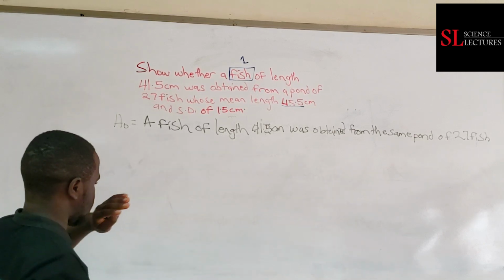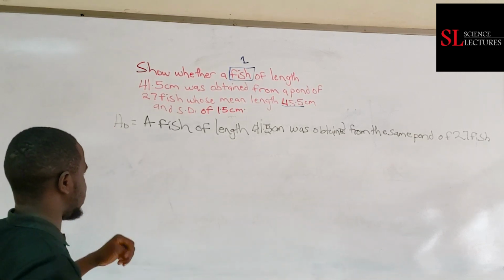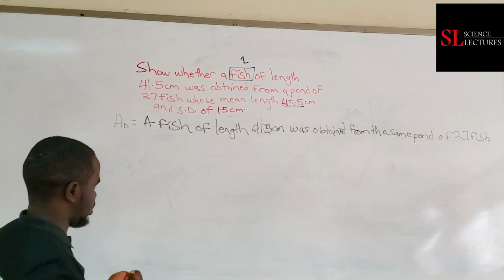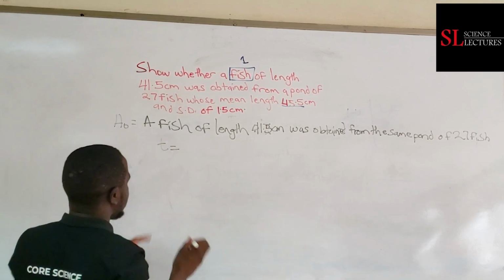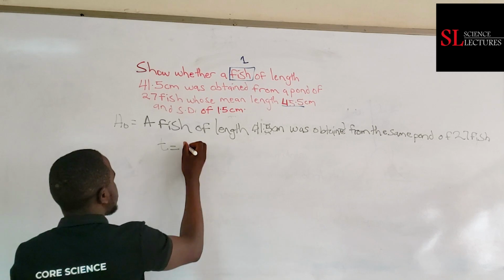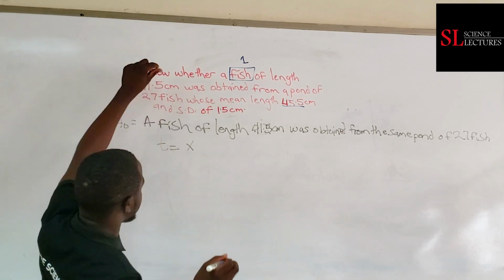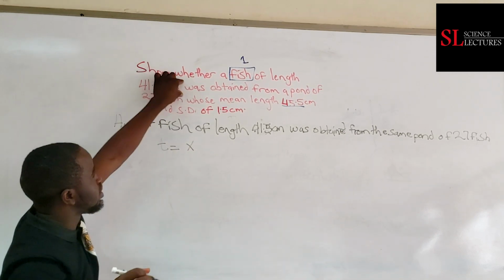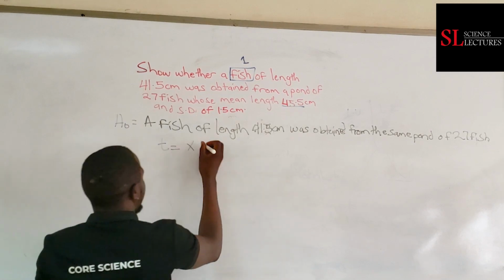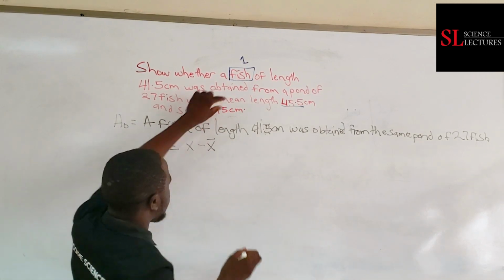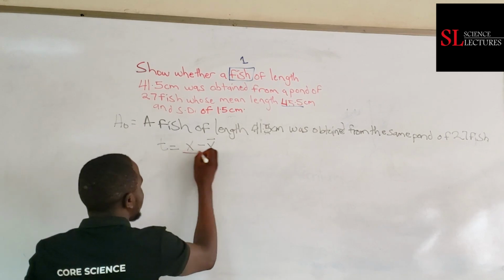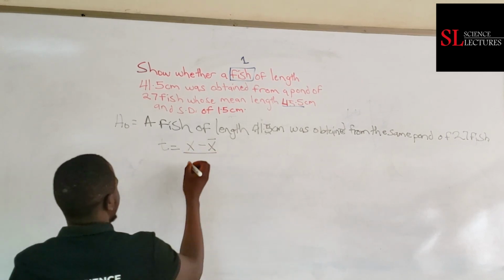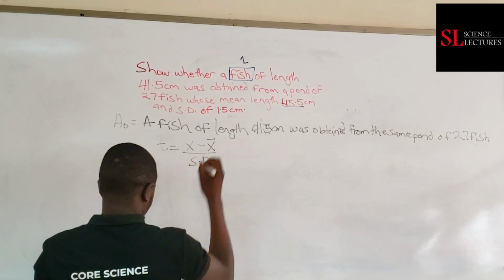After that, that is our null hypothesis. Then, since this is a one sample t-test, you're supposed to know the formula. T is equal to the mean, the variable, which is the length in this case, minus the mean of this population that you are comparing with, divided by standard deviation.